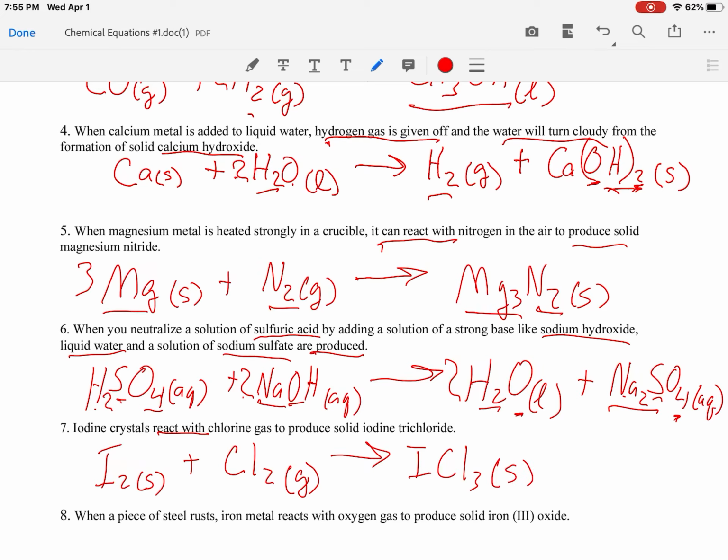So now when we look at what we've got here, we've got 2 iodines on the reactant side, but only 1 over here. And with the chlorine, we've got that 2-3 thing going on here. So we can fix that by putting a 2 out in front. That gives us 2 iodines, which is what we needed on the reactant side to match the product side. And now we have 6 chlorines, and I can get 6 chlorines on the reactant side by putting a 3 there. So that should balance that one out.